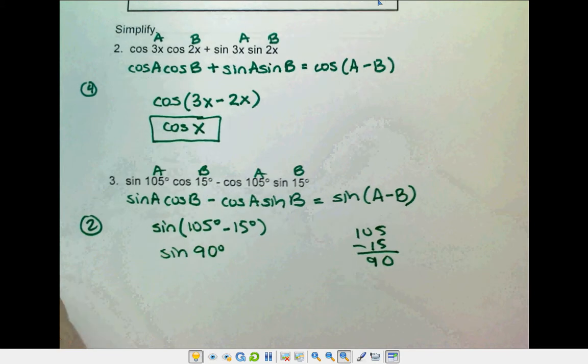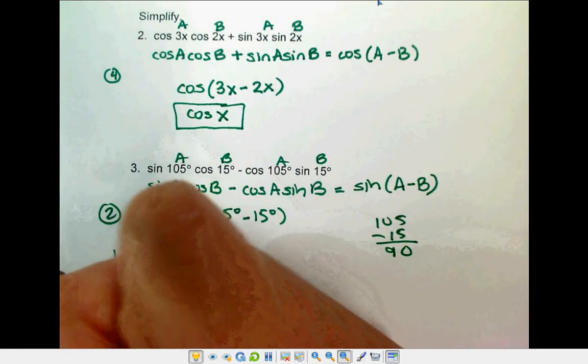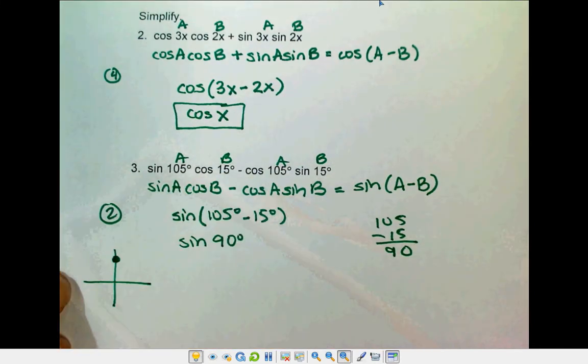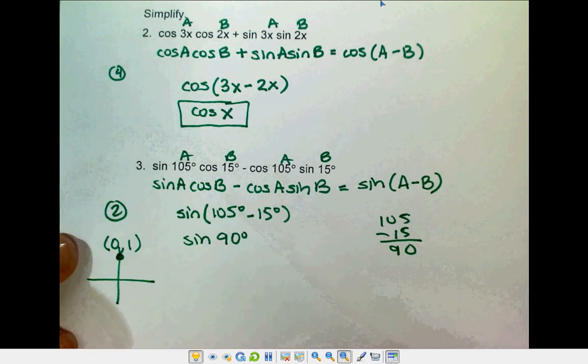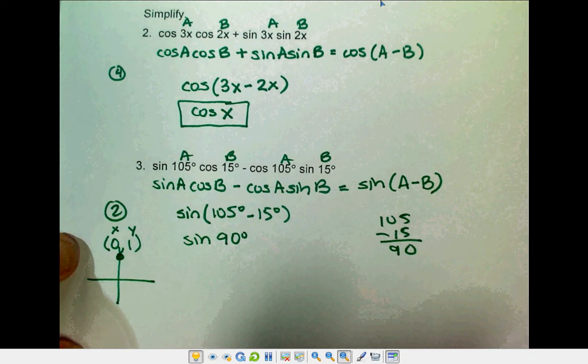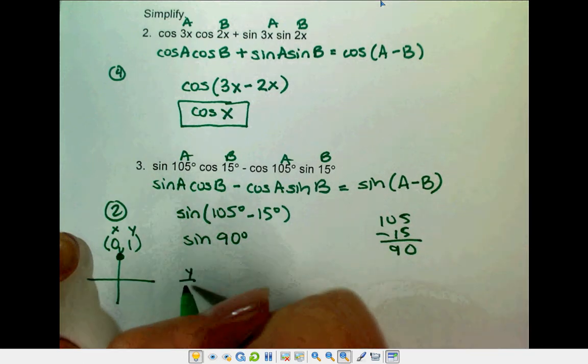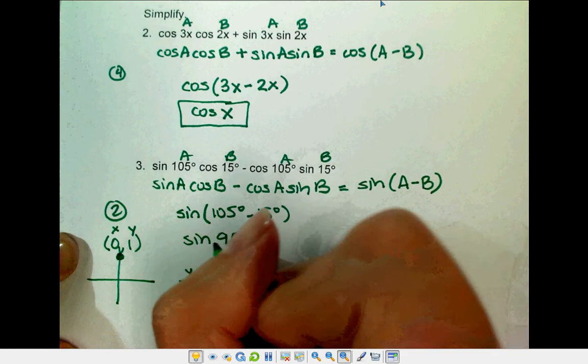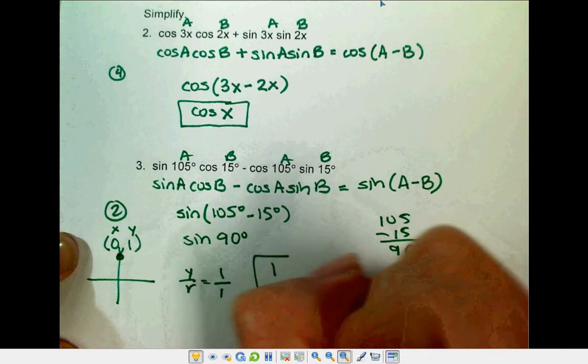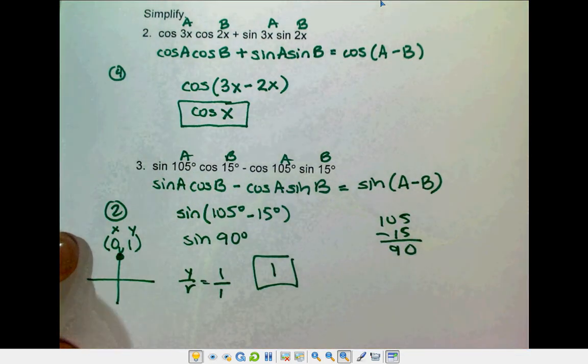Now sine of 90 degrees we can actually find, 90 degrees is right up here. So this is again one of our quadrantal angles. Sine is y over r. And in this case my y is 1. My r is also 1. And so sine of 90 degrees is equal to 1. And that's my final answer.